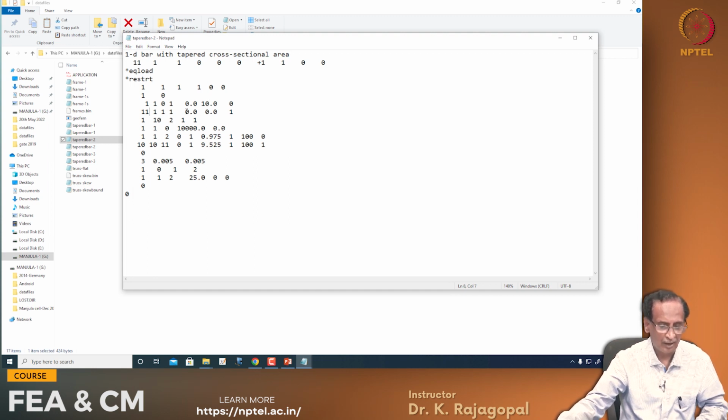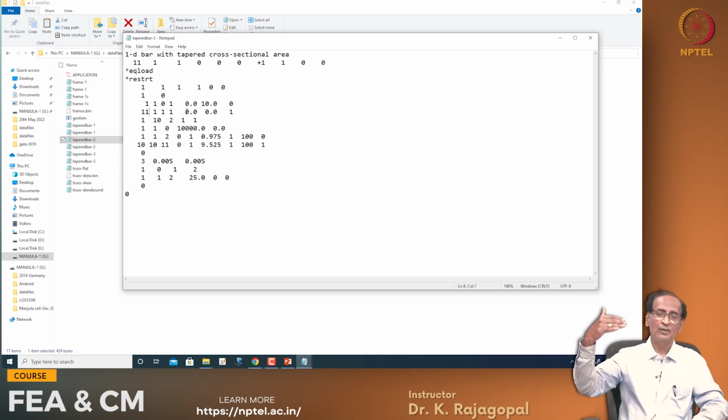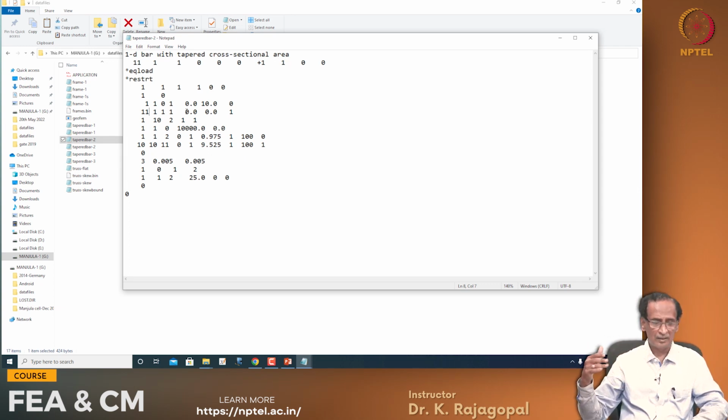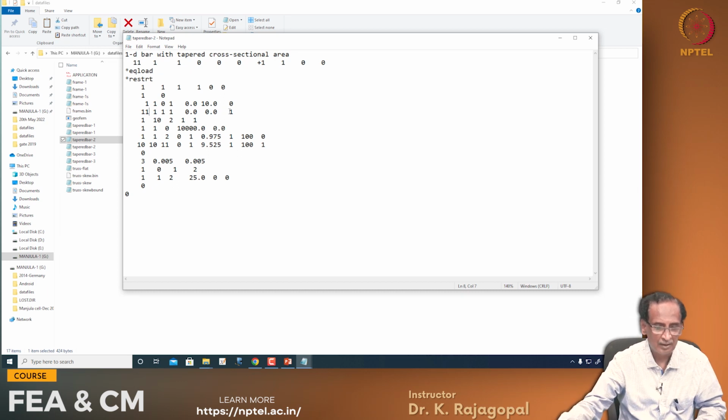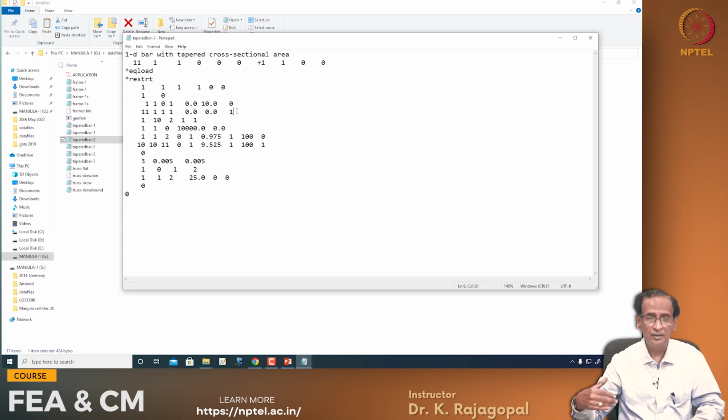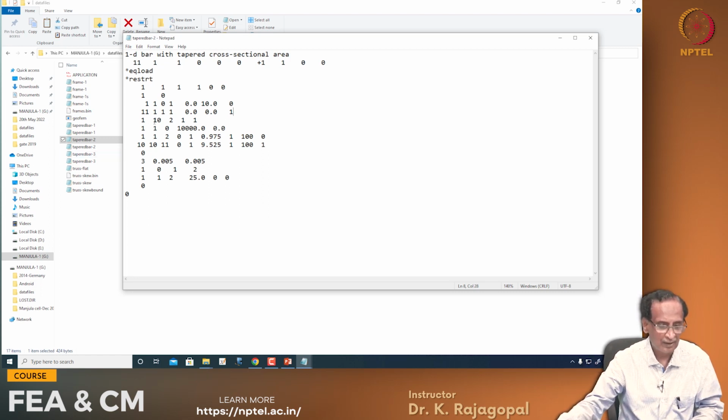Then automatically, in between nodes 1 and 11, the intermediate nodes are generated, because we have put a 1 here, that is the increment for generating the missing nodes. We have 10 elements and E is 10,000. Element 1 is connected between nodes 1 and 2 and the area is 0.975, and element 10 is connected between nodes 10 and 11 and the area is 9.525.